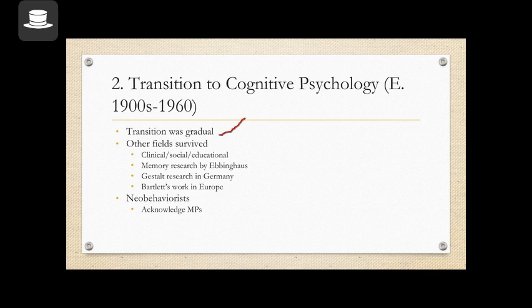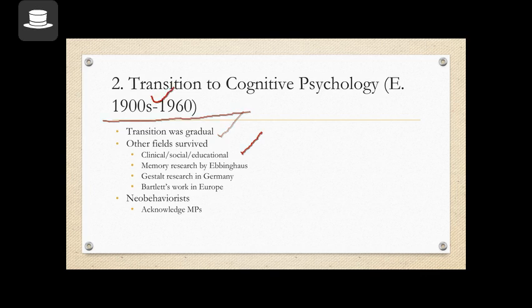The transition was gradual. In fact, even before behaviorism in 1913, in the early 1900s, people were working on other alternatives to structuralism, but only behaviorism became popular, and not other perspectives, because of its appeal through successful models. So we say the transition was very gradual. It was happening when behaviorism was at its peak, also, because there were other fields of psychology, like clinical, social, educational.